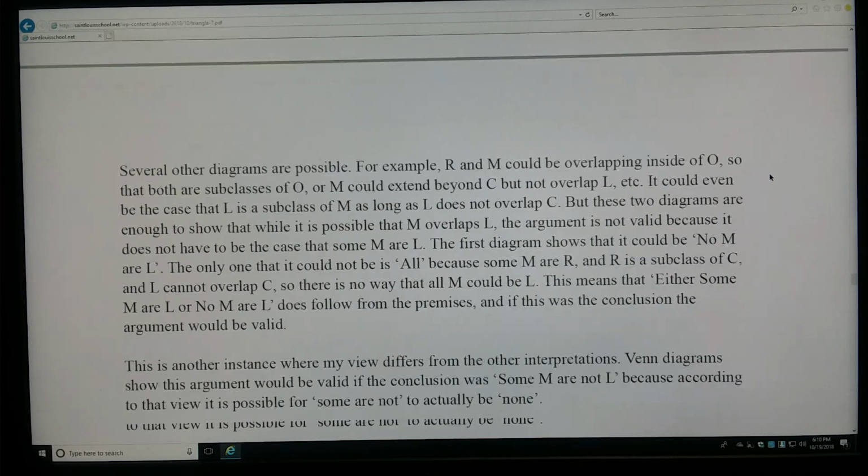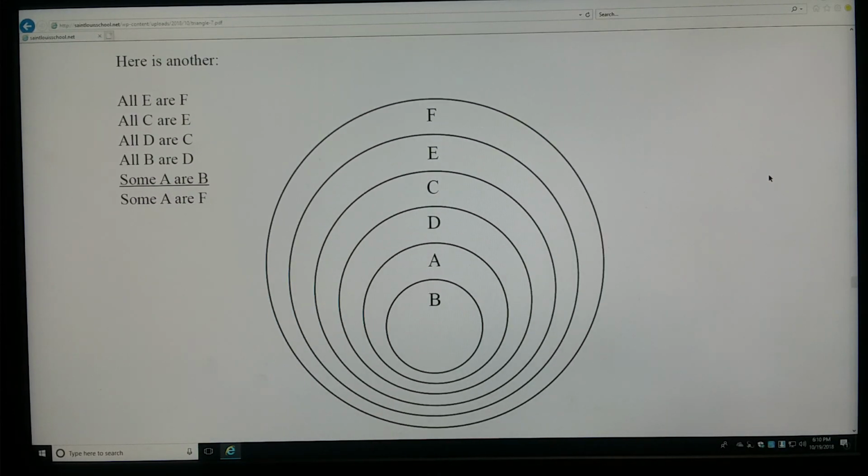Let's actually move down a little bit further. All right, so here's going to be another example. All E are F, all C are E, all D are C, all B are D. Okay, that's true. And then some A are B. So this diagram is consistent with these premises. And then our conclusion says some A are F. Okay, but as you can see, this diagram indicates that actually all A are F.